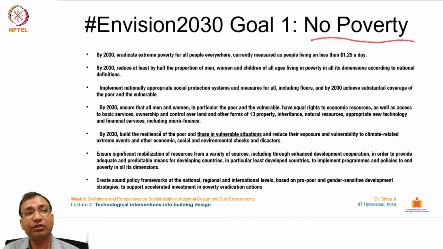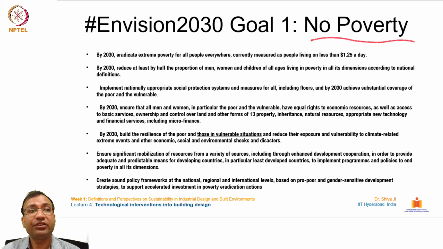By 2030, reduce at least by half the proportion of men, women, and children of all ages living in poverty in all its dimensions according to national definitions. Next, implement nationally appropriate social protection systems and measures for all, including floors, and by 2030 achieve substantial coverage of the poor and the vulnerable.